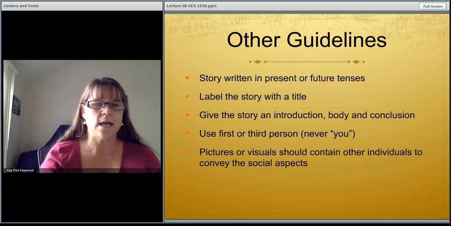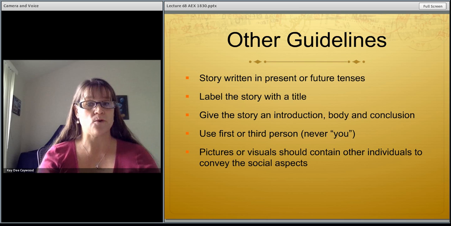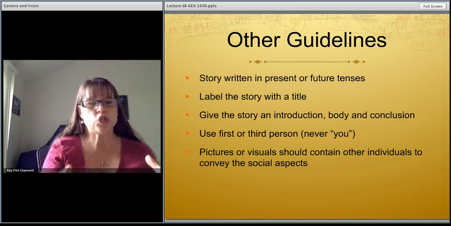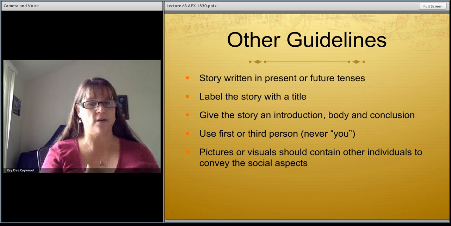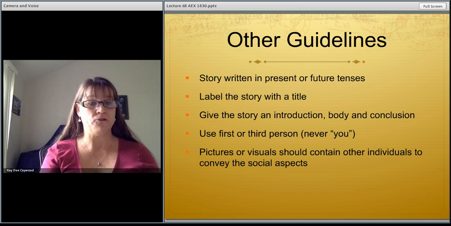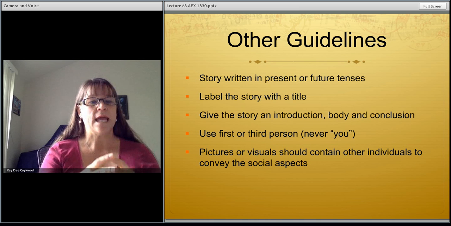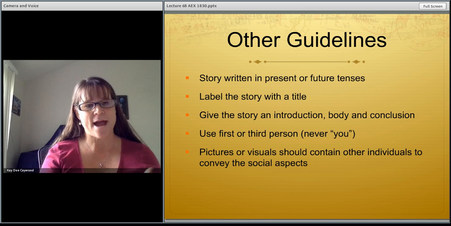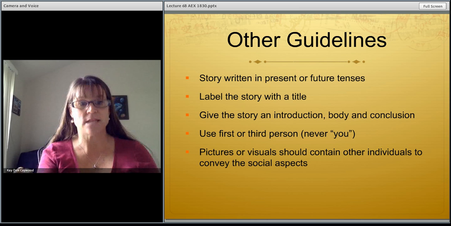Some other guidelines, you want to make sure that the story is written in the present or future tense. It's a story. It should have a title, it should have an introduction, a body, and a conclusion. You're using first or third person, I, or an individual's name. You never say you. And then if you're putting pictures or visuals in it, those pictures or visuals should have other individuals in it, other kids, other people. So you're actually conveying the social aspects of what's going on.